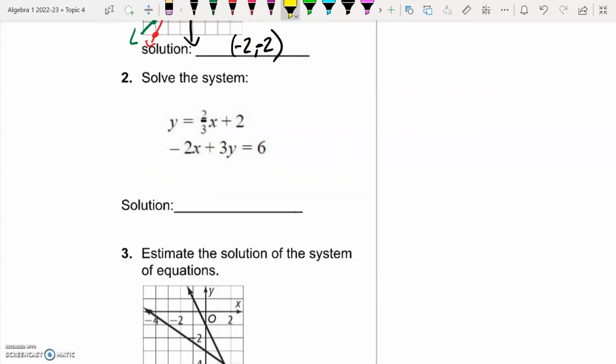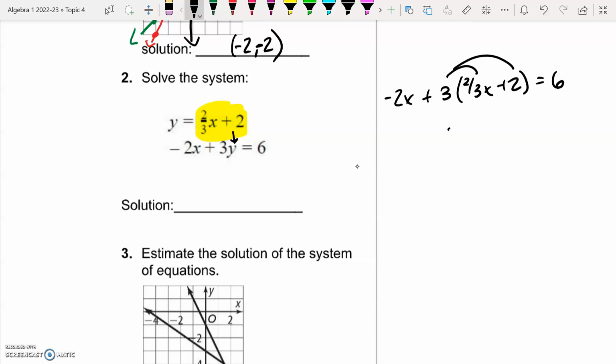Number 2, solve the system. It doesn't tell you the method, but in this case, if you look at it, I would probably use substitution. I'm going to sub this in for this y right here because I have a y equals equation. So I'm going to say negative 2x plus 3 times 2/3 x plus 2 equals 6. I'm going to distribute this 3 and get 2x plus 6 and negative 2x still there. Combine my like terms. They cancel, so then I get 6 equals 6.